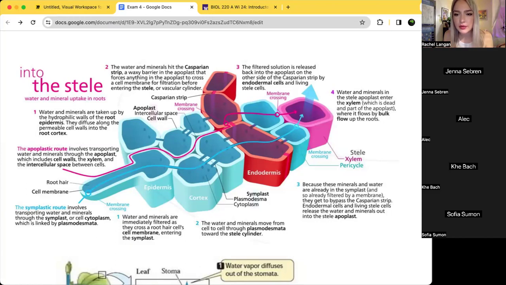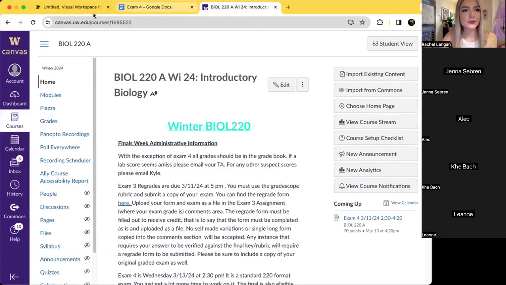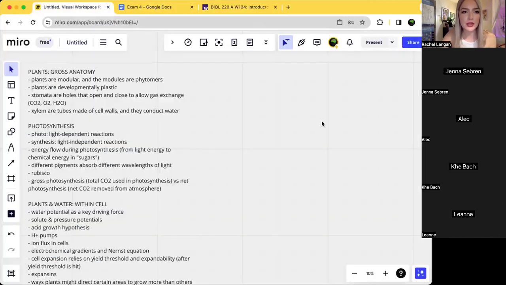Okay, questions on transpiration. I guess at this point I'll just go through the topics list, and hopefully these questions will be answered as I go through. If not, as usual, just yell out to me if you have a question relative to what I'm talking about.